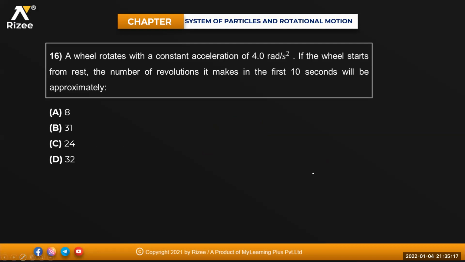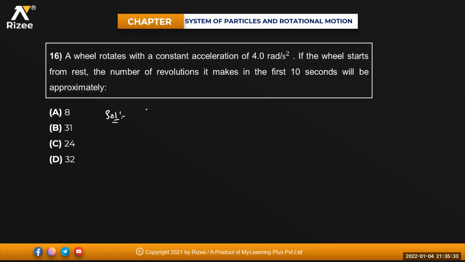Very good. Next one. A wheel rotates with a constant acceleration of 4 radians per second square. If the wheel starts from rest, the number of revolutions it makes in the first 10 seconds will be equal to how much? Can anyone do this model better? Just now we did the same model.